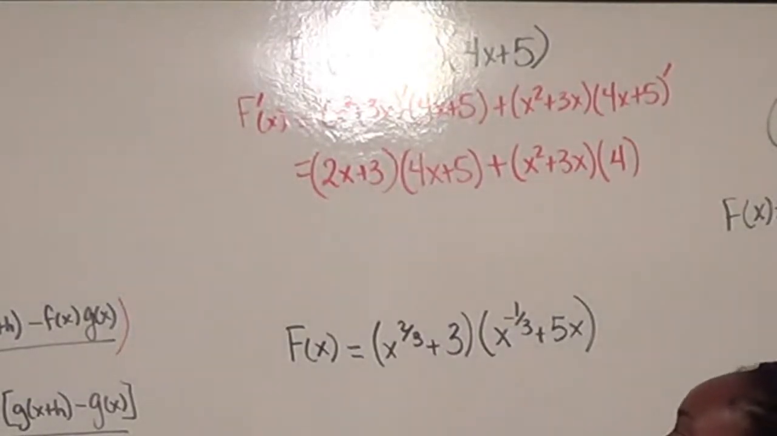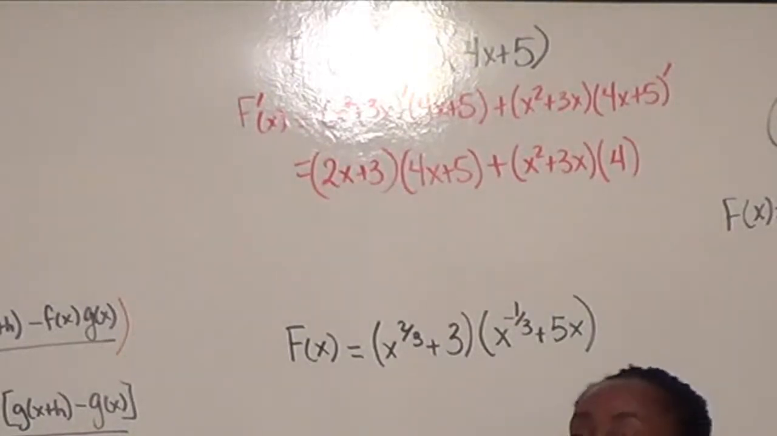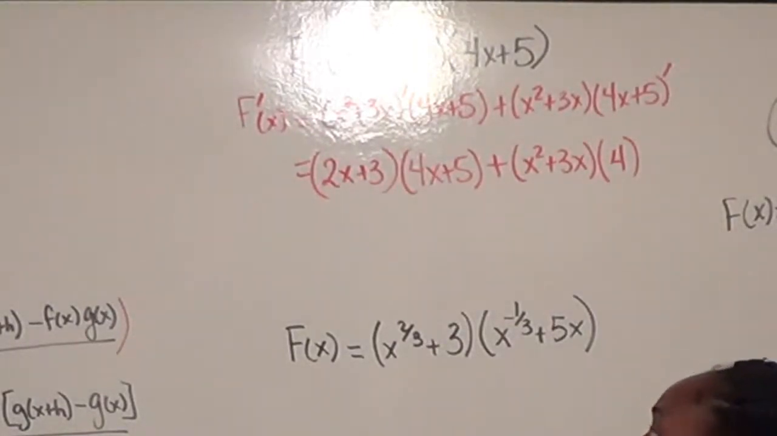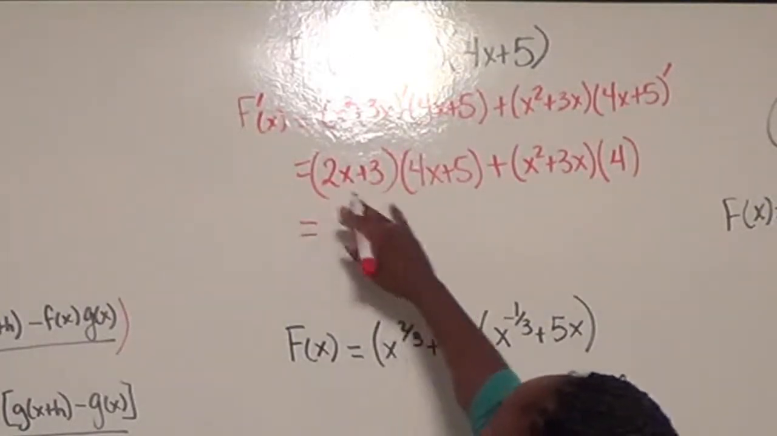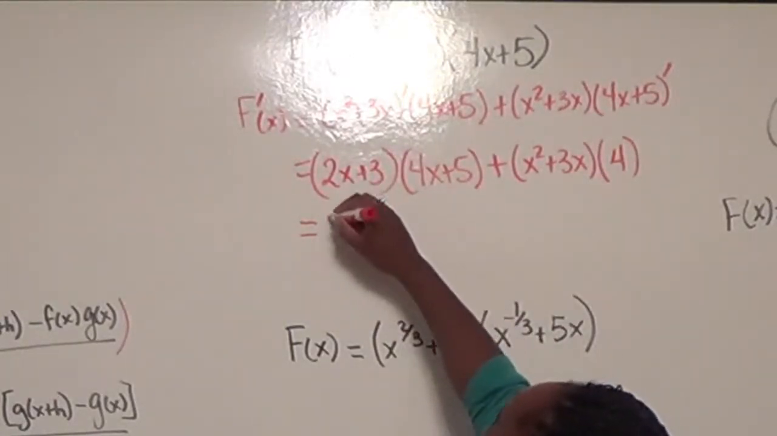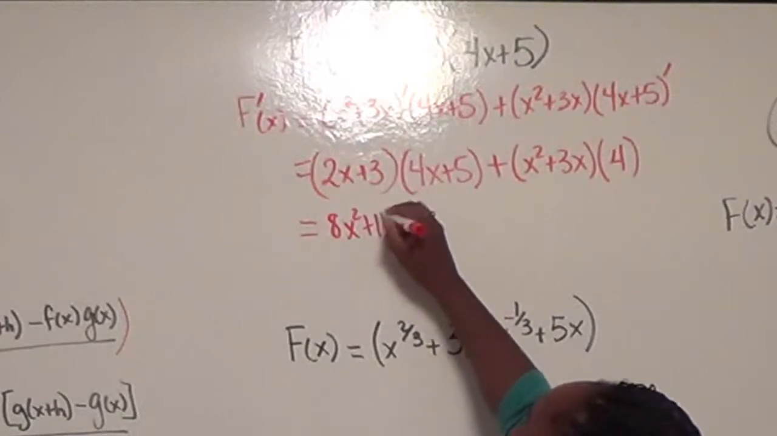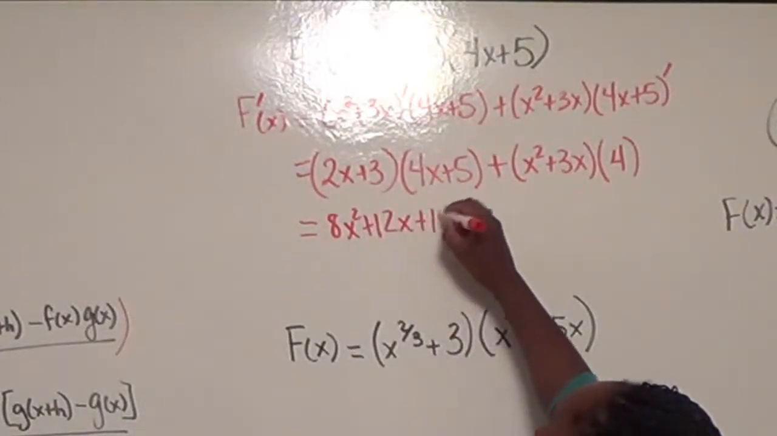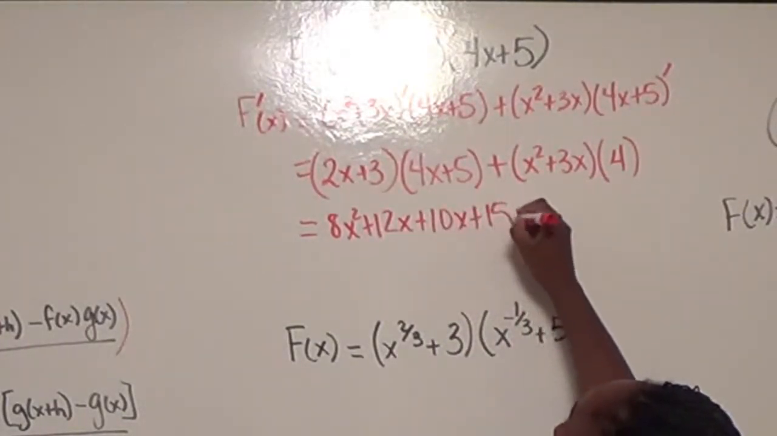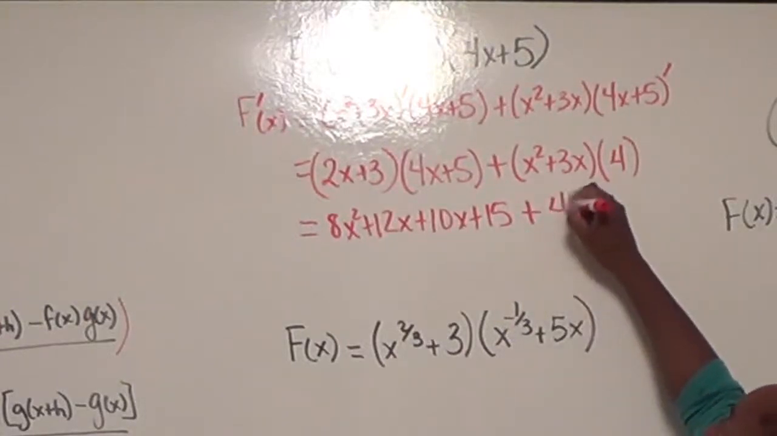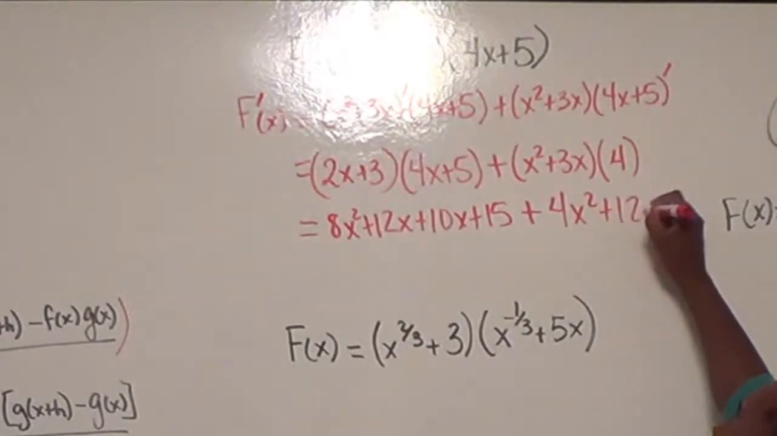In some of your problems, you're going to be asked just to find the derivative, and you can leave it here. In other problems, you're going to be asked to simplify this. And so in simplifying, we're going to want to multiply out. So we'll have an 8x squared plus a 12x plus a 10x plus 15. And over here, 4x squared plus a 12x.